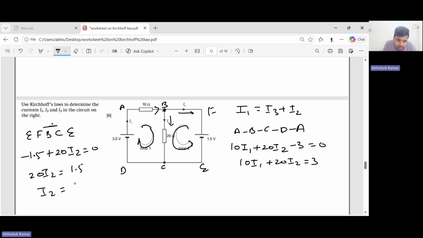If you get the value of I2 as 1.5 by 20, and if you remove this point, you will get here 10. So what will you get? Over the equation, by the fraction value, you will get something. That is your answer. And if you put that value here in I2, you will get I1. And then by the KCL, you will get I3 also. I hope it is clear.